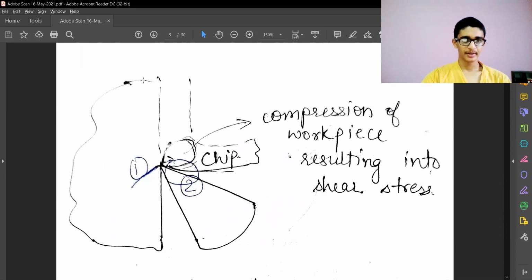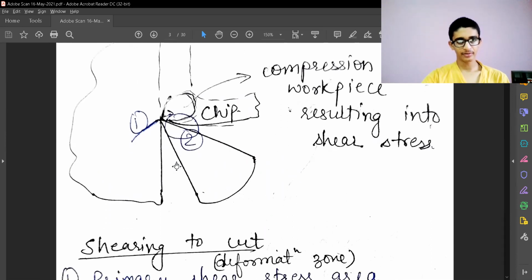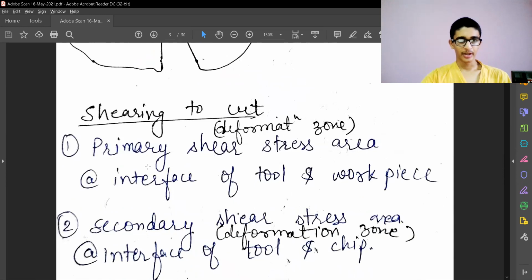So this is the workpiece or the job, and this is the tool. There are two regions in which deformations are happening. This is the point of compression of the workpiece. This was the original workpiece, and this is the finished surface. This is the region of compression of the workpiece resulting in shear stress. There are two major regions: one is this tip point region, and the second is this region where the chip is shearing or sliding over the rake surface of the tool. I'll explain this rake surface also. Shearing to cut is the process which is happening.